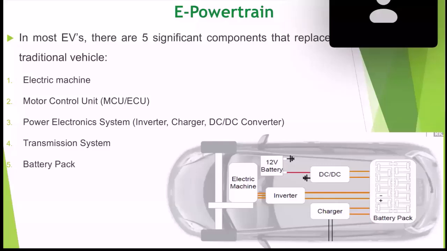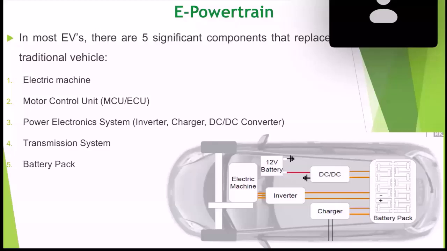Then comes the battery pack. The battery pack is in the form of a group of cells. They are joined together to form a module, and a group of modules forms a battery pack. From the battery pack, through the DC to DC converter, the 12-volt battery will be recharged. Similarly, with the help of the onboard charging system, the high voltage battery pack will be recharged from an external source.